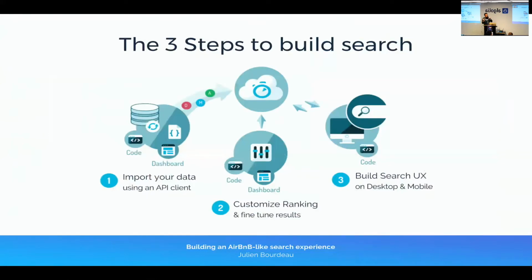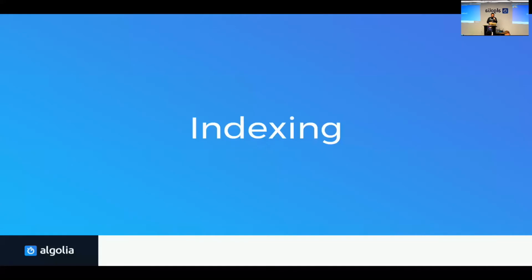So I will skip the part about Algolia because Maxime already introduced it. Building search is a three-step process. Import your data, configure your relevancy, all the settings you want to configure the algorithm, and then build your search UX in your front end. So we will start first with the indexing part.